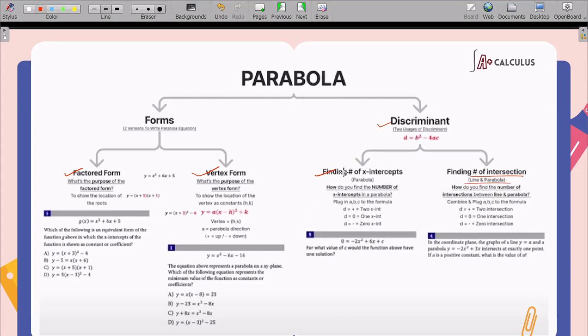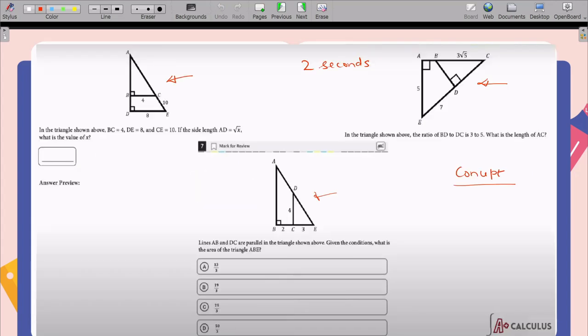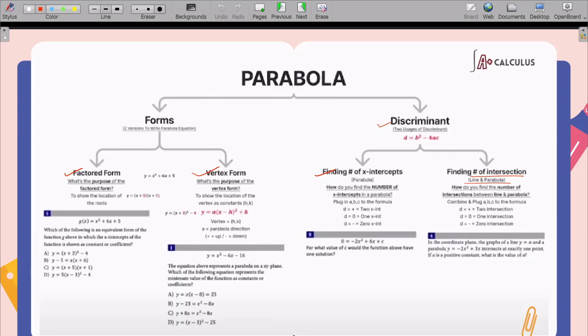So if you know that these are the 4 question types from parabola or quadratics, and you have practiced enough of these 4 question types, then you will be able to solve any question on your exam. So these are the 2 things that you need to keep in mind, Anika. First is connecting the question with the right concept, and then the type of questions that you can expect from each concept.